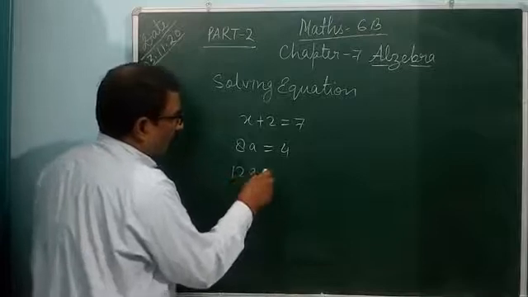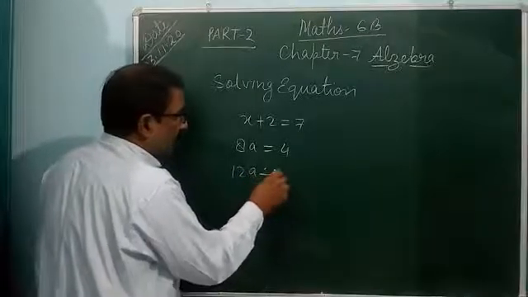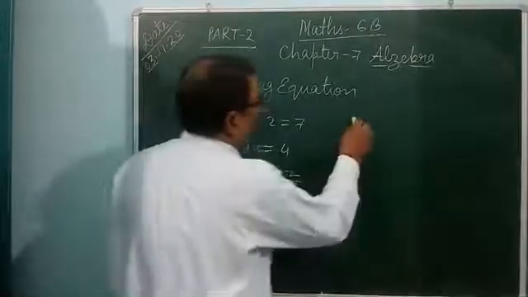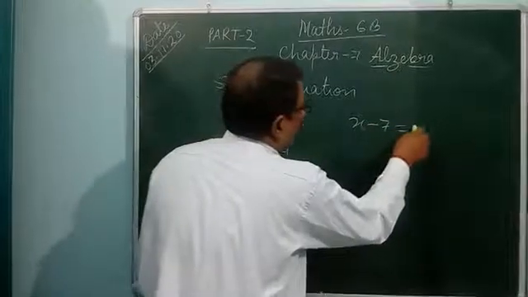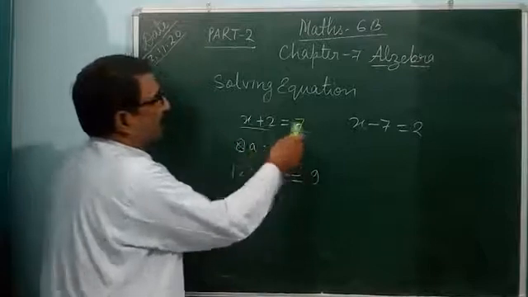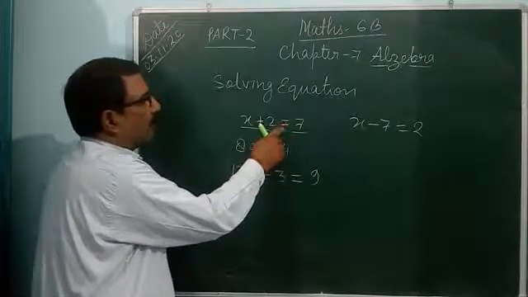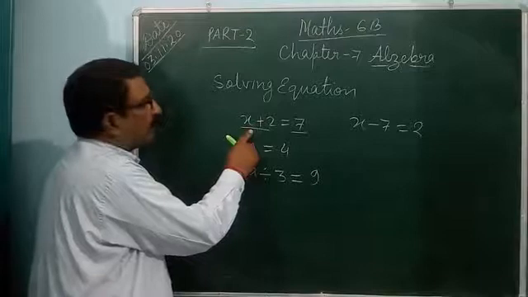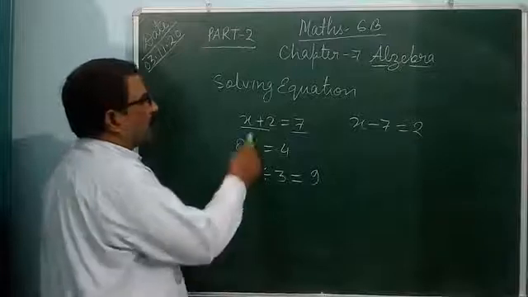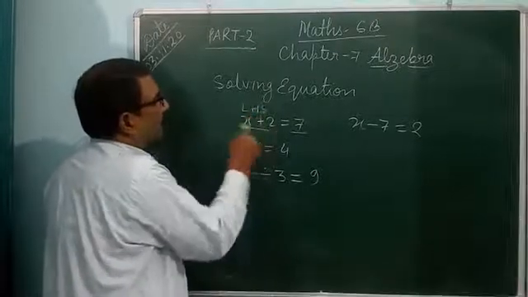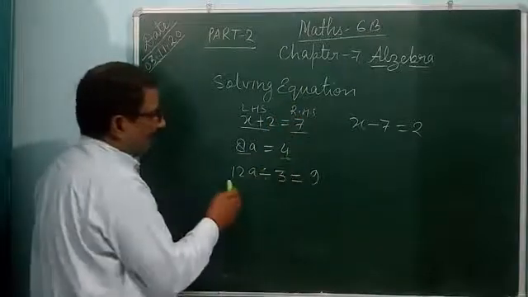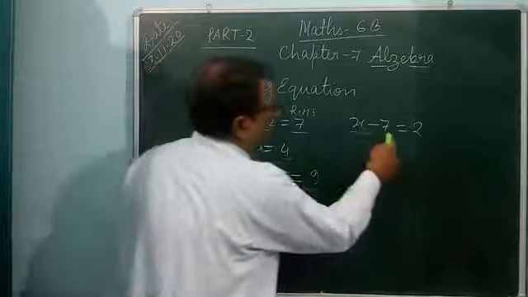12a divided by 3 is equal to 9. It is also equation. It is given x minus 7 is equal to 2. It is also equation. So it has two sides, left hand side, right hand side. Here the symbol of is equal to, before is equal to one term and after is equal to also one term, two terms maybe. So this has two sides, left hand side LHS and right hand side RHS. Here also left hand side, right hand side. Here also left hand side and right hand side.